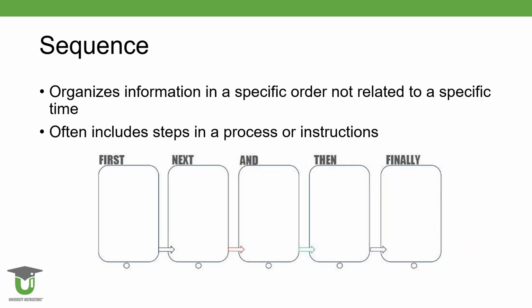Sequence is the text structure used when we are instructing someone on how to do something, necessary steps. This structure is sometimes called the process text structure and is used in recipes, how-to guides, and step-by-step instructions.